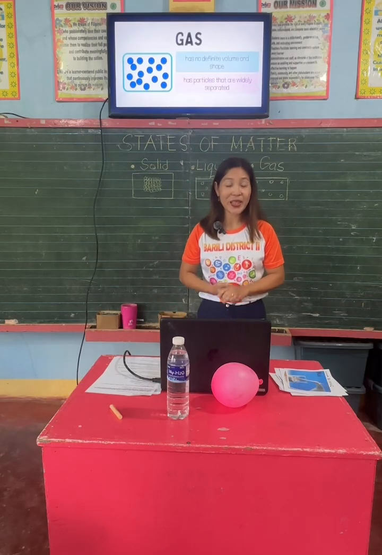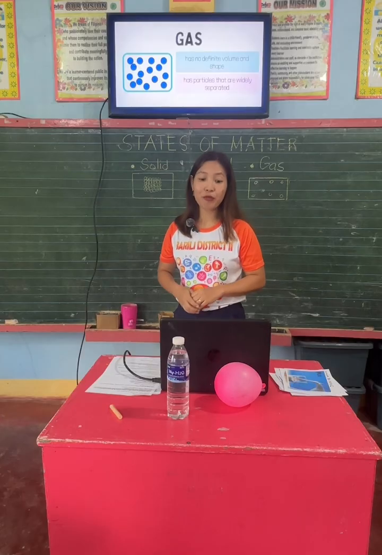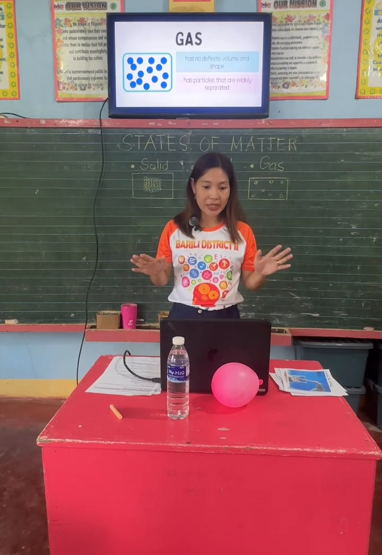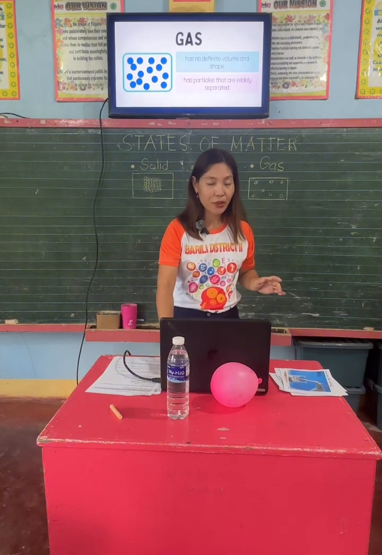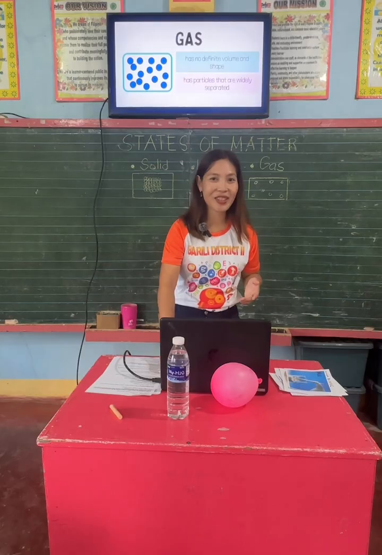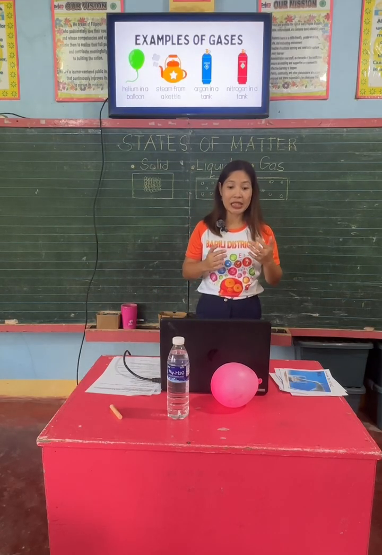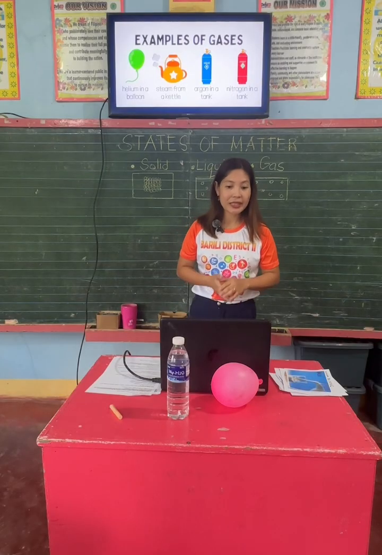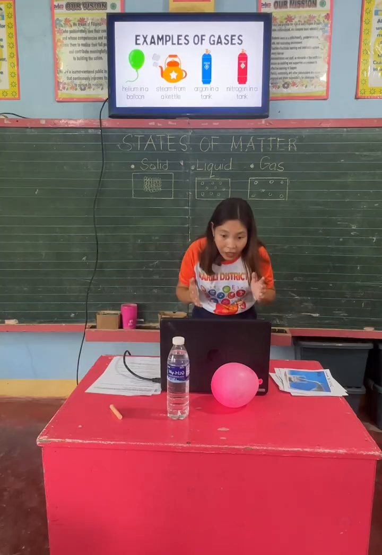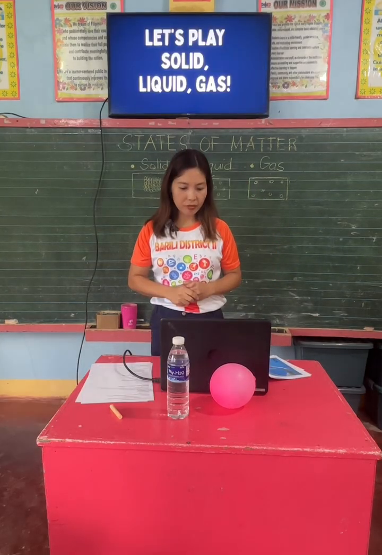And we have the gas. Gas has no definite shape and volume. It has particles that are widely separated. So can you give me some examples of gases? Right, very good. Now, so these are examples of gases. We have the helium in a balloon, steam from a kettle, argon in a tank, and nitrogen in a tank.